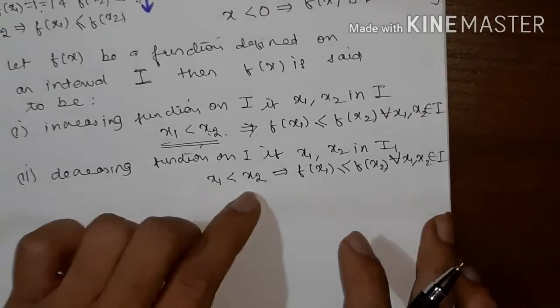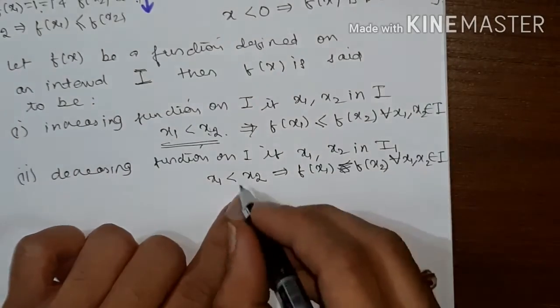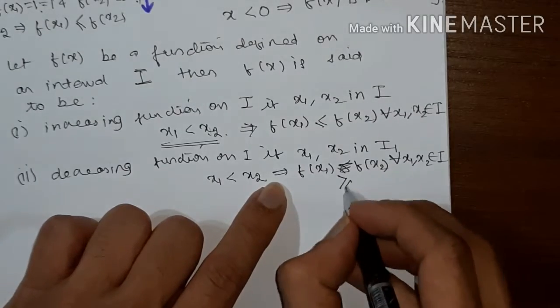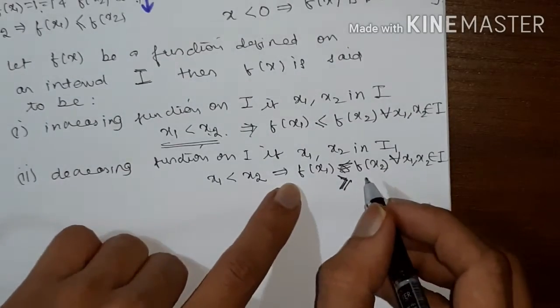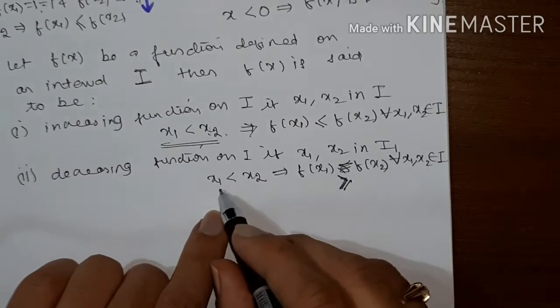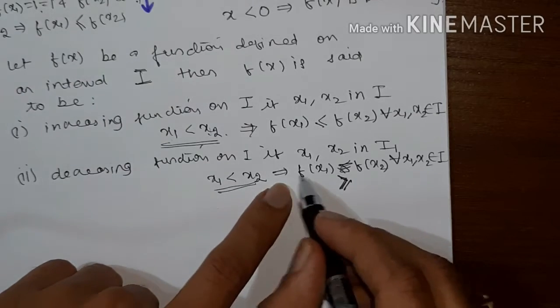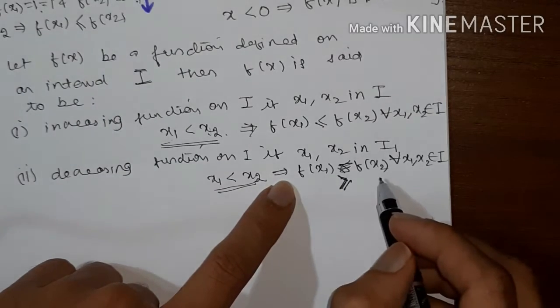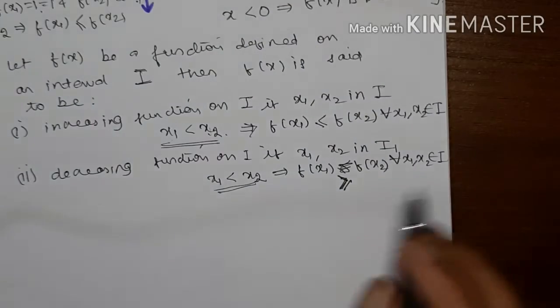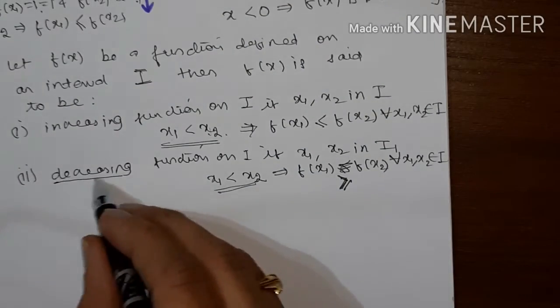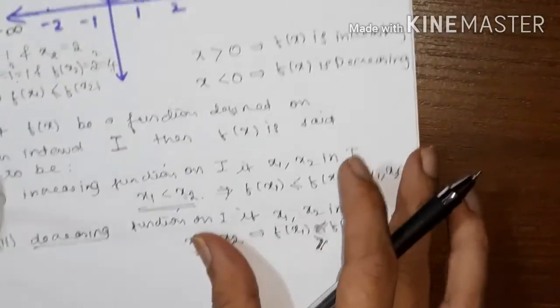So what you have here: x1 is less than x2 implies f(x1) is greater than or equal to f(x2). So then the function will be called a decreasing function, all right?